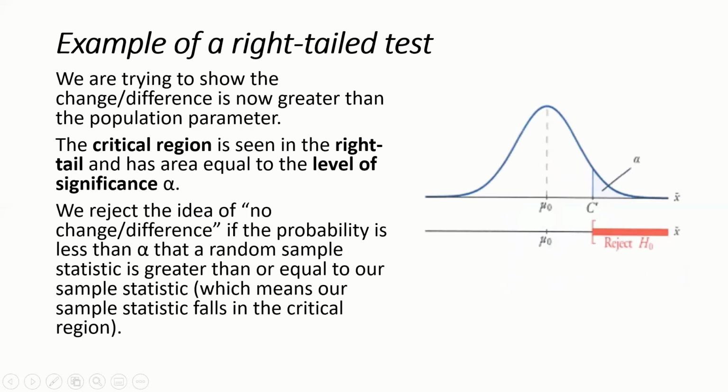A right-tailed test is when we're trying to show the change or difference is now greater than the population parameter. So we have a critical region in the right tail, and it has an area equal to the level of significance alpha. We reject the idea of no change or difference if the probability is less than alpha that a random sample statistic is greater than or equal to our sample statistic, which means, again, that our sample statistic, our sample mean, our sample proportion, falls in that critical region, in that rejection region.